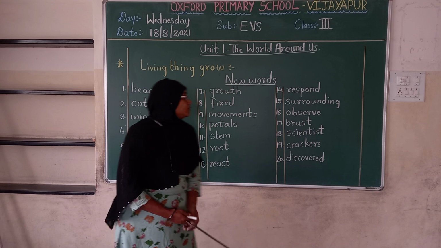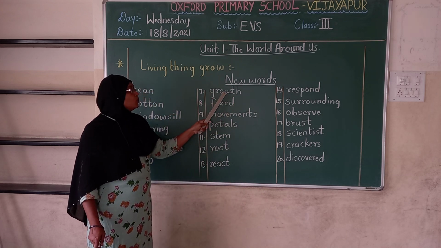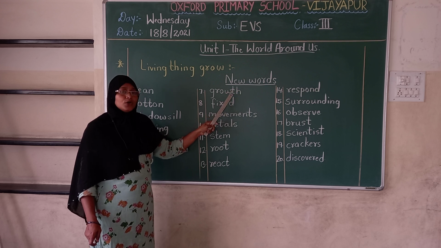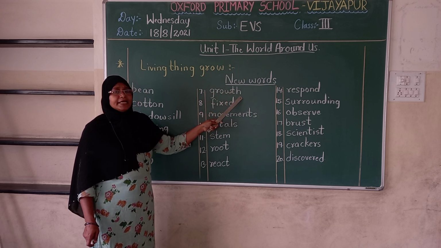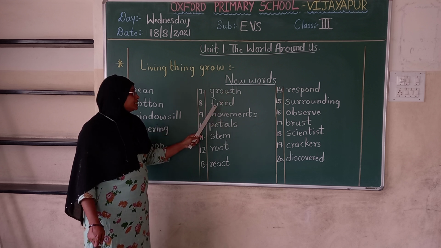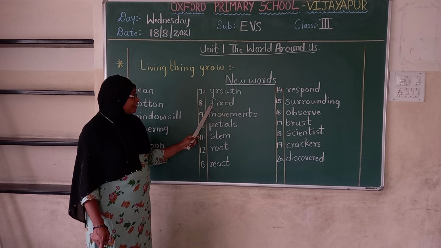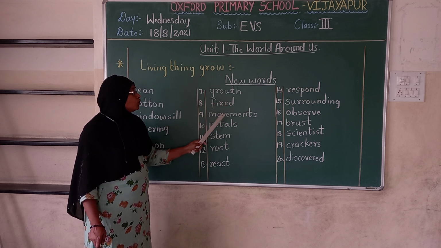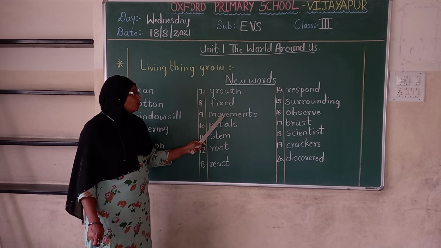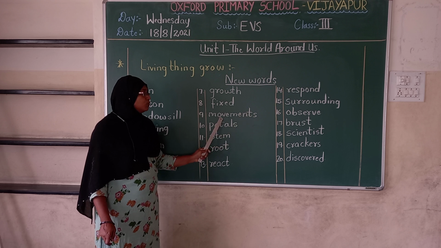Come to the next one. That is the seventh one. Growth. G R O W T H. Fixed. F I X E D. Next one. Movements. M O V E, M E N T S.